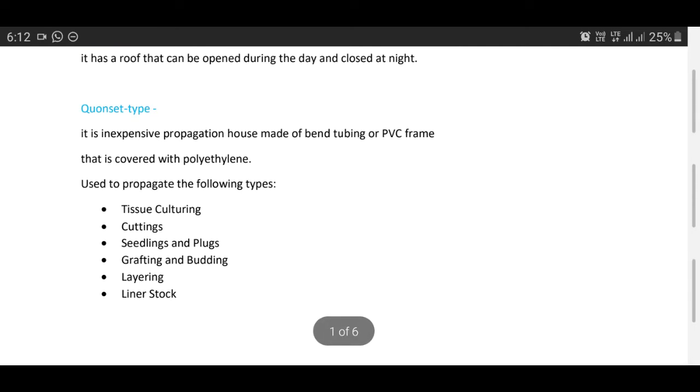Used to propagate the following types: tissue culturing, cuttings, seedlings and plugs, grafting and budding, layering, liner stock. All these operations are generally practiced under the greenhouses.